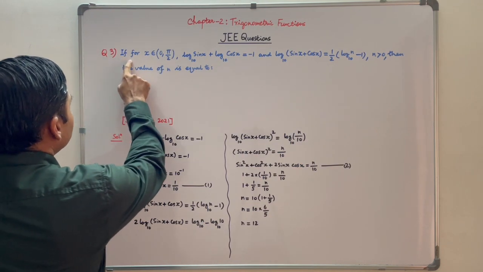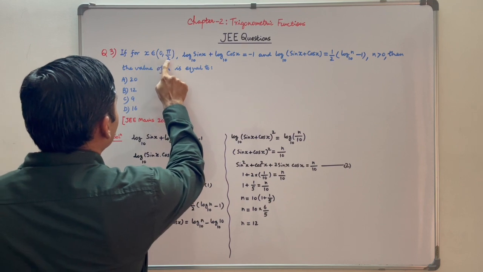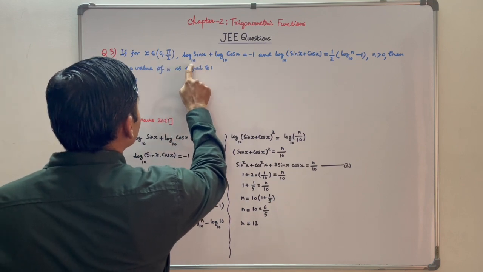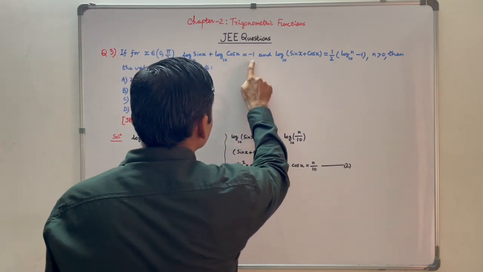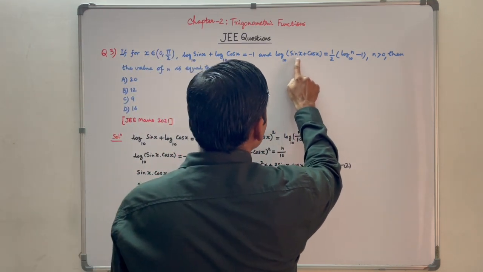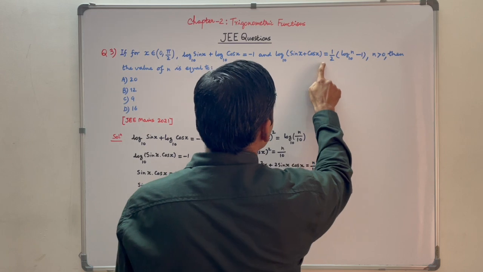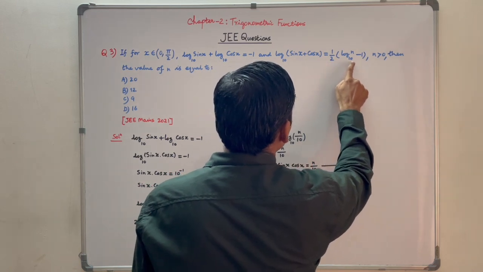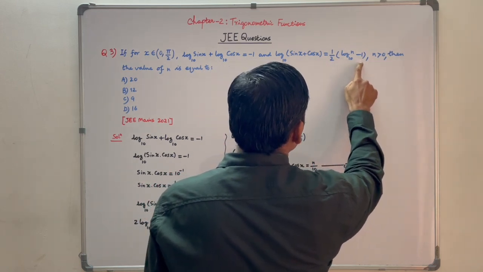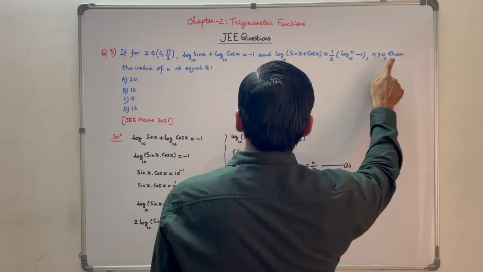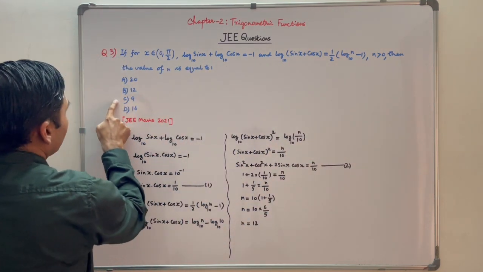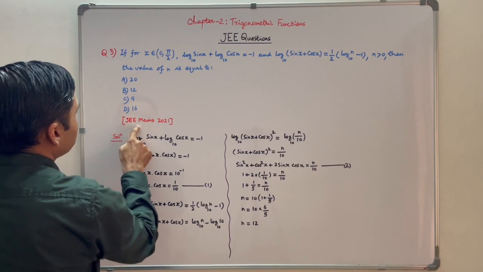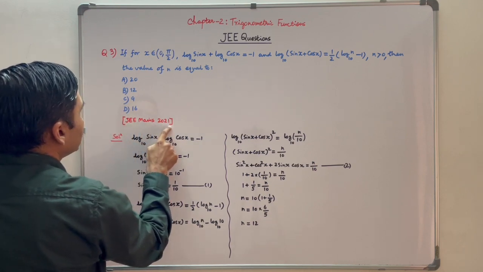Third question, if for x belongs to 0 to π/2, log₁₀ sin x + log₁₀ cos x = -1 and log₁₀(sin x + cos x) = (1/2)(log₁₀ n - 1), n > 0, then the value of n is equal to. These are the options given. This question appeared in JEE Mains 2021.